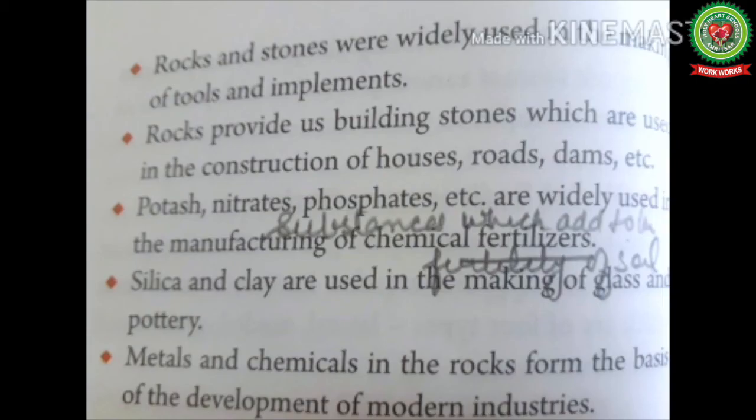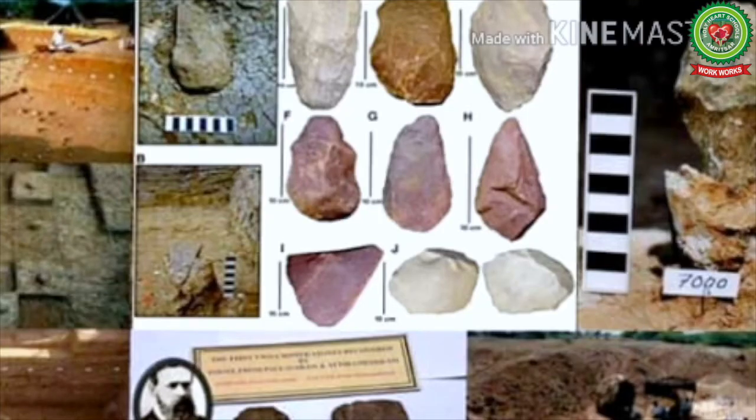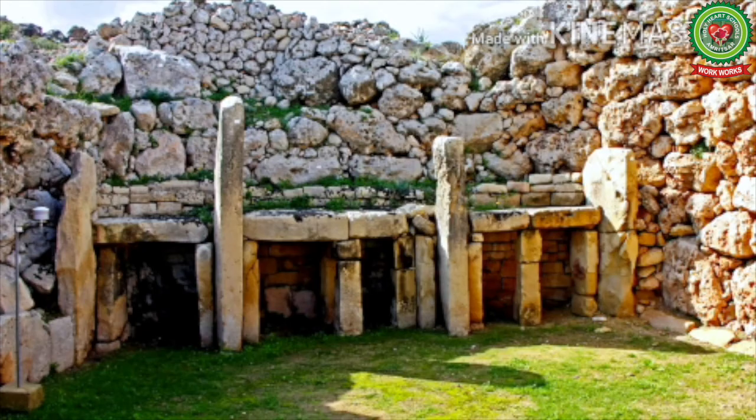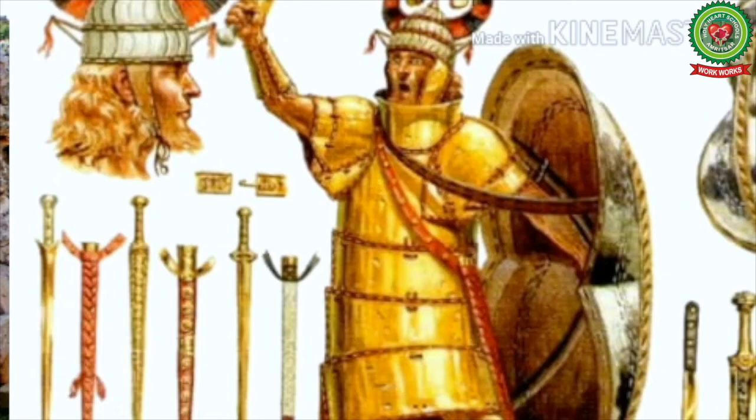Rocks and stones were widely used in making of tools and implements. Here we can take the example of our civilizations which are named after the minerals that were used in making tools and implements in that particular era. For example, in Stone Age, stones were used. In Bronze Age, bronze was used. In Iron Age, iron was used.